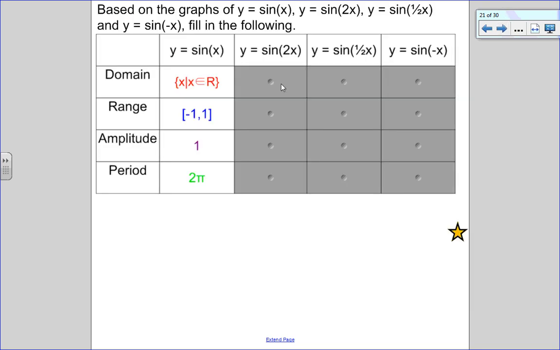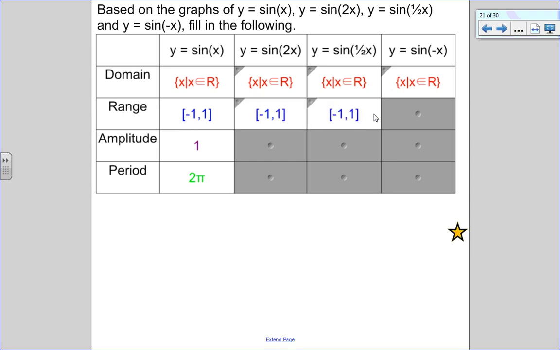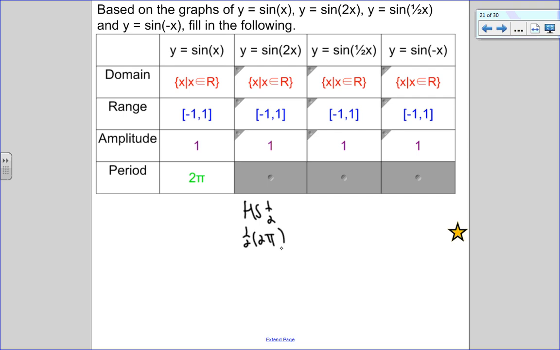Okay, so filling in the table. So again, we know in this table here that the domain is not affected. So the domain will be the same. Learning what we did from cosine, the range is also not affected because that's a vertical quantity. Neither is the amplitude. So it looks like it's going to be the period. So let's try that little trick with horizontal stretch factor. So if I have 2x, it's a horizontal stretch by a factor of a half. So if I take half of the period, I should have a period of pi. Looks like it worked. Horizontal stretch by a factor of 2, 2 times pi, I should have a period of 4 pi. Looks like it works.